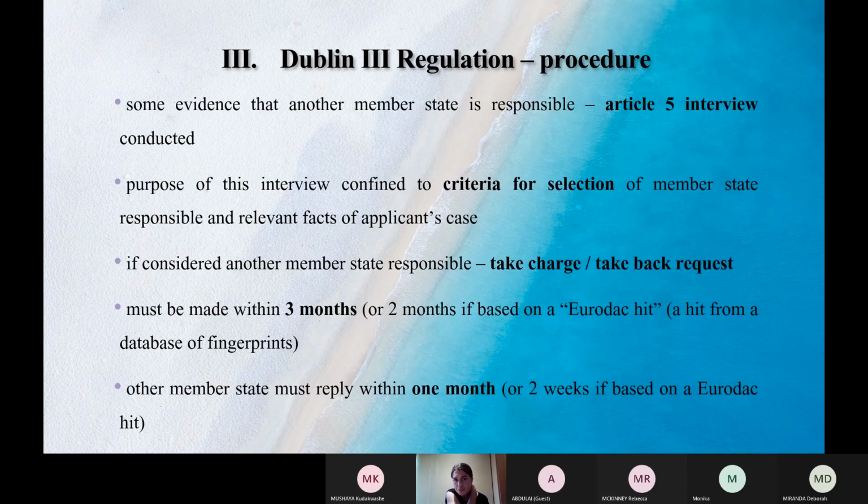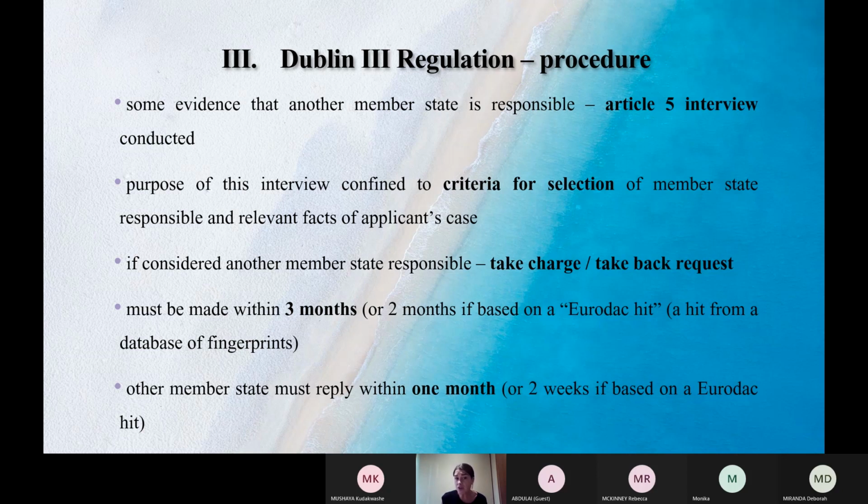Okay, so the procedure. What happens when the Dublin 3 regulation is initiated? Again, there must be some evidence that a person's application should be examined in another member state. So either they give details of their travel history or of their family background, and there's something to suggest that they should really be in another member state. That leads to the Article 5 interview.